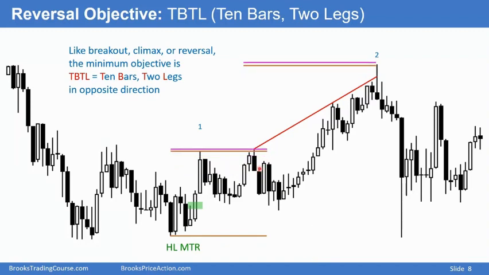You could draw the measured move up using this high instead of that high. Some computers will use this high, others will use that high. If you used this high, the pink line, it did not quite reach there, but we still reversed down and we still have a wedge and we're still testing the top of the chart. Good to get out below the low of that bar.